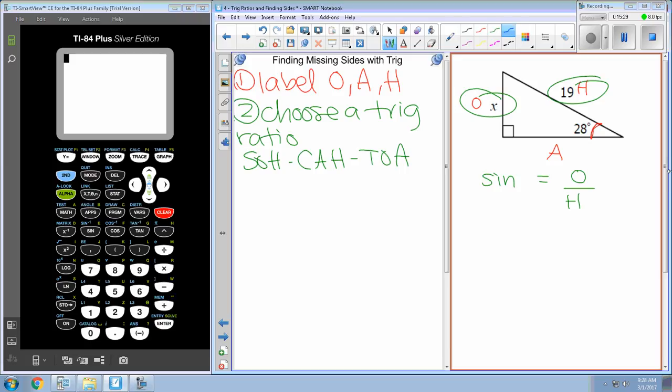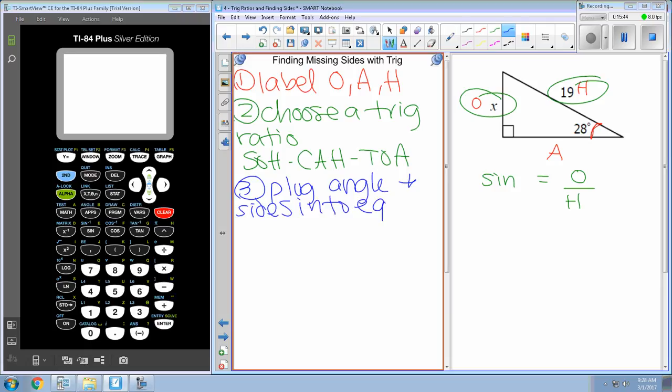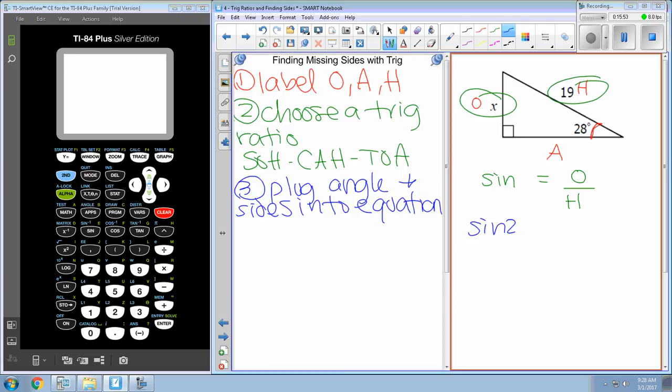Okay, once you have picked that, you are going to plug your angle and your sides into your equation. Remember that you always do your sine, cosine, or tangent of an angle. So this 28 is going to go with sine. O, if you've already labeled it, it makes it super easy, is your x, and H is the 19.